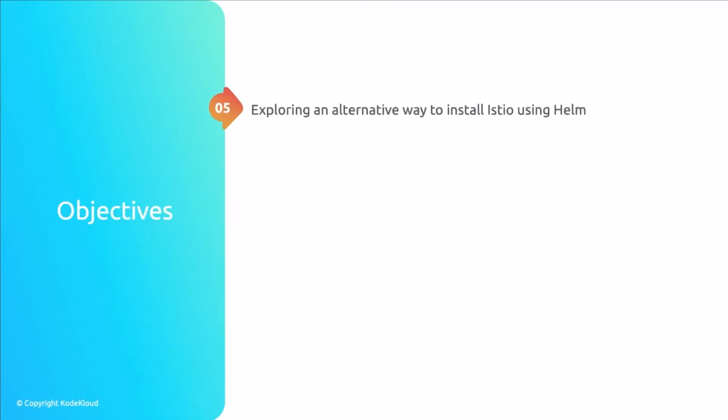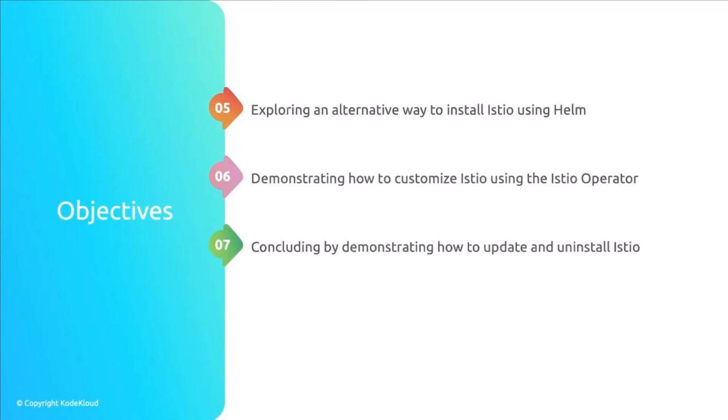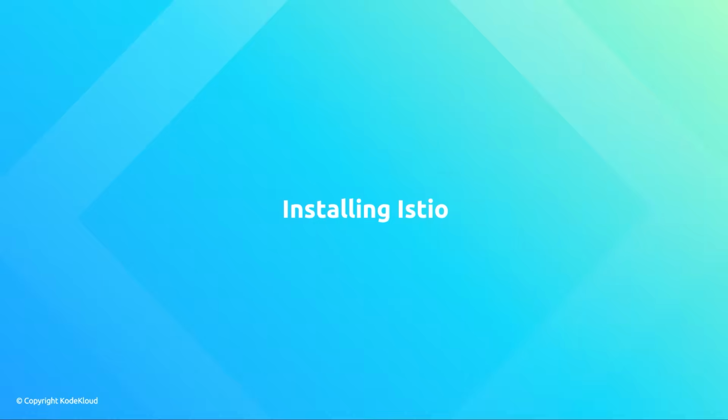Also, an alternative way of installing Istio is using Helm, so we'll go over that. We'll learn how to customize Istio using the Istio operator. This is really, really important. 100% this is going to be on the exam. And we'll finish off by updating and uninstalling Istio. No time to waste. Let's get started.